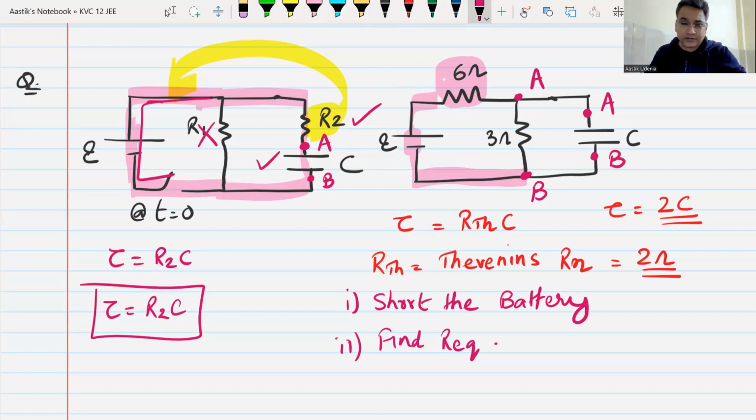Take a deep breath. Draw the diagram carefully and write the process. Then I'll give you a question so that you can feel confident, where you have to find the time constant of the circuit.